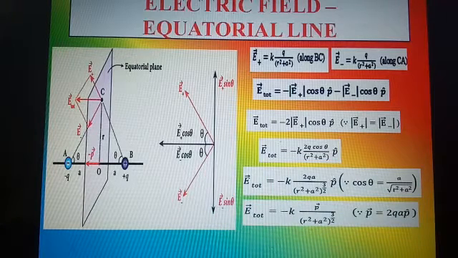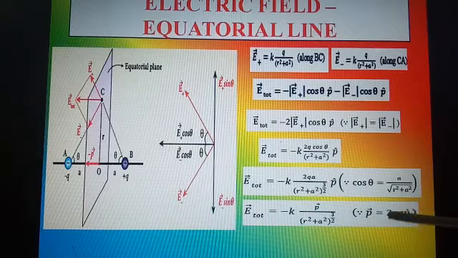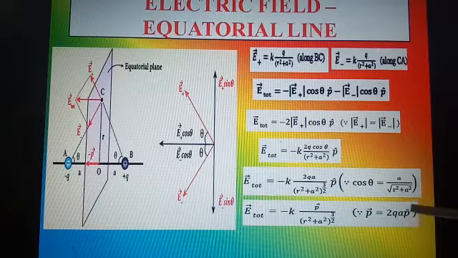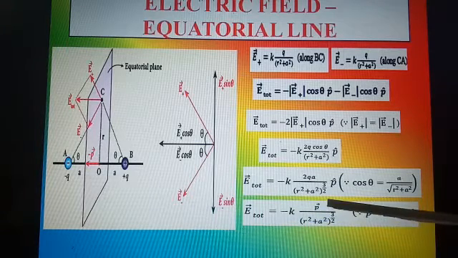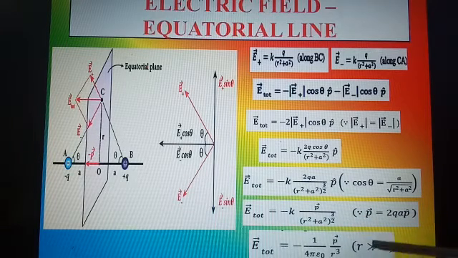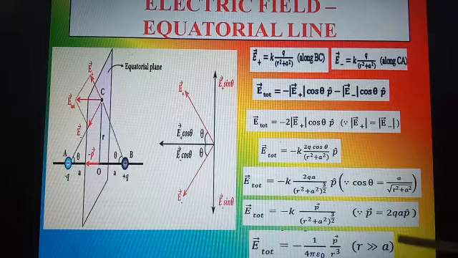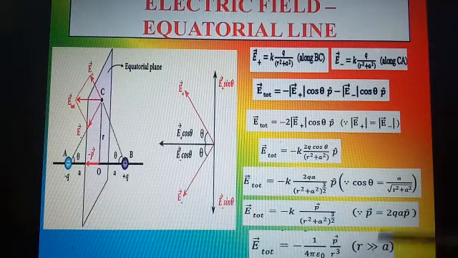At very large distances, r is much greater than a. The dipole moment p vector is 2qa p cap, so instead of 2qa p cap we can substitute p vector. So we can write minus k p vector by r square plus a square to the power 3 by 2. Compared to r, a is very small, so the a value is negligible. So E total vector is equal to minus 1 by 4 pi epsilon naught p vector by r cube. This equation is valid only at very large distances.